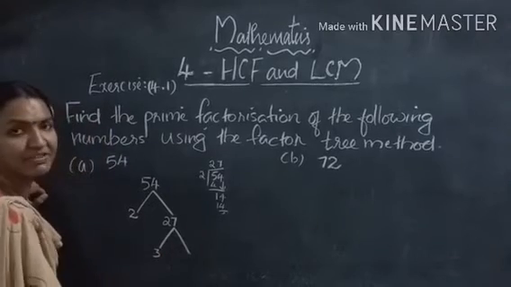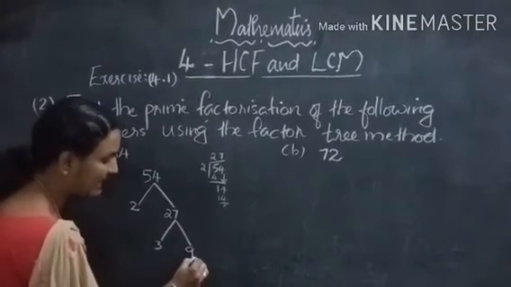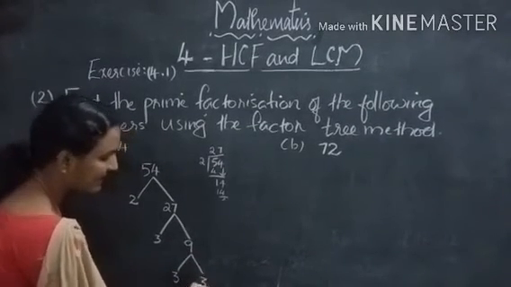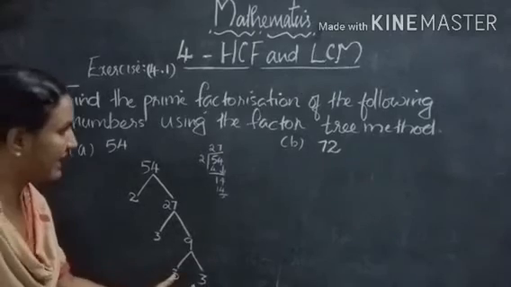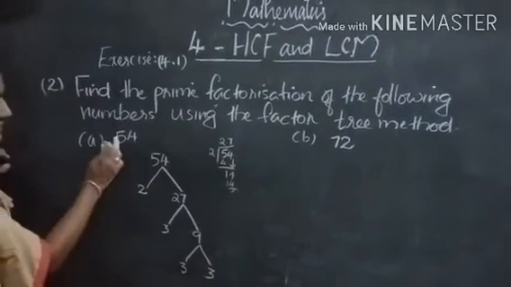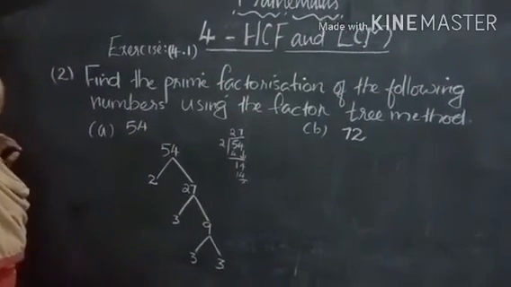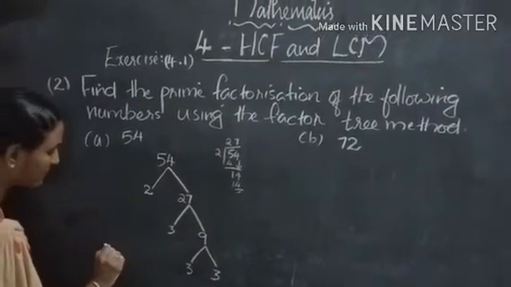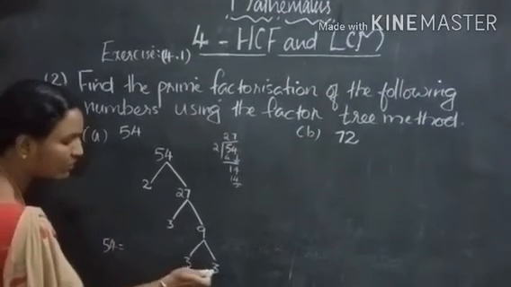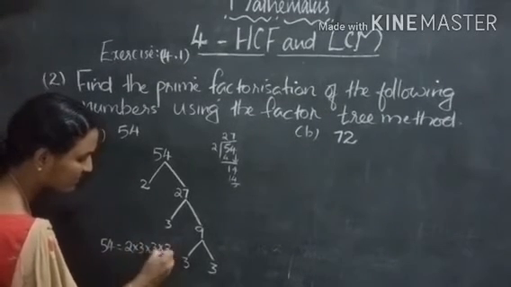How many 3s are in 27? 9 3s are 27. Then again 9 and it's an odd number. So we start with 3. 3 3s are 9. So here the last row shows only prime numbers. Okay. So the prime factorization of 54 is the product of all prime factors. So 54 is equal to 2 into 3 into 3 into 3.